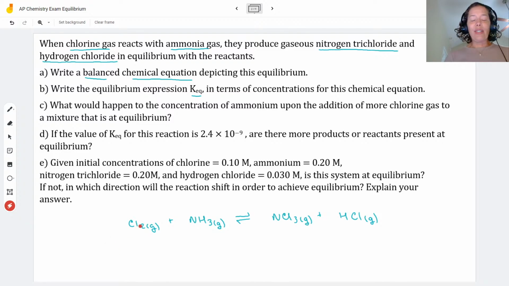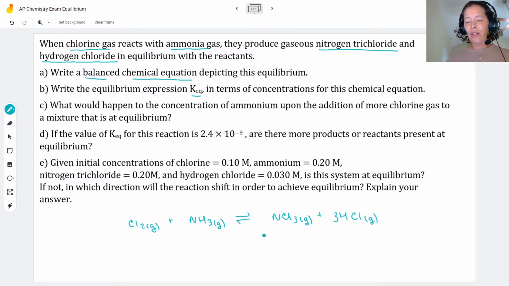Okay, so let's go back to A. I'm still trying to get a balanced chemical equation now. I've got a chemical equation. I have identified my reactants and my products. I've got my molecular formulas down. But of course, this is not a balanced chemical equation. So let's go ahead and balance that. Let's see. If I go with 3 here, that's going to balance my hydrogens.